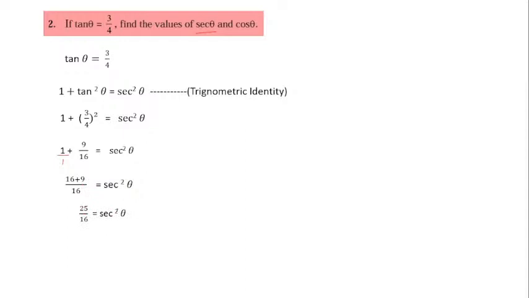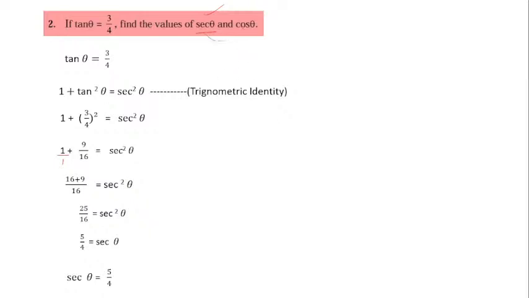We want the value of sec theta, so we should take square root on both the sides. So square root of 25 is 5 and square root of 16 is 4, that is equal to sec theta. So this is the value of sec theta, that is sec theta is equal to 5 divided by 4. We got the answer of the first question, sec theta. Now from that we have to find the value of cos theta.